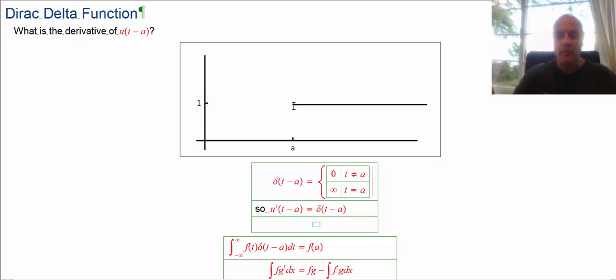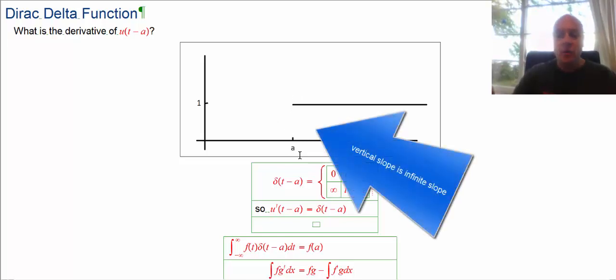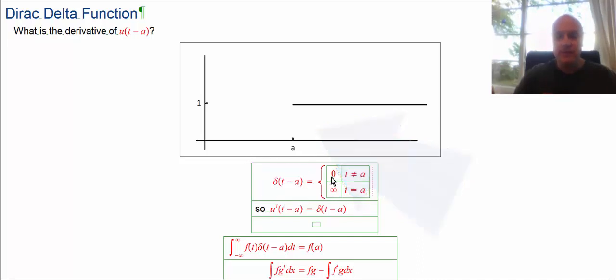What's the rise over run? What's the slope here? It's a rise of 1 and a run of 0. 1 divided by 0, we can say that's infinity. So here's our Dirac delta function, our derivative of the Heaviside step function. It's 0 everywhere except for when t is equal to a, when it's infinity. So it's like an infinite spike.